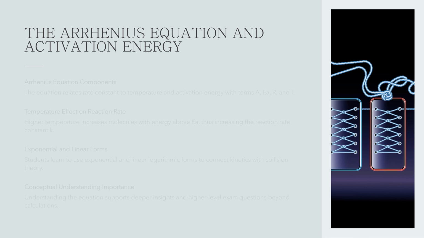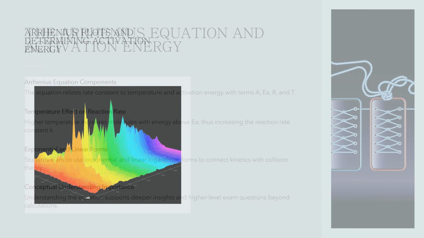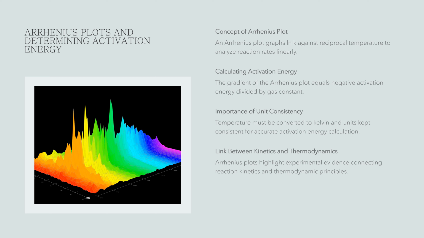The Arrhenius equation, k = Ae^(-Ea/RT), links the rate constant to temperature and activation energy, providing a quantitative explanation of why reactions speed up at higher temperatures. As temperature increases, a greater proportion of molecules have energy equal to or greater than Ea, increasing k. An Arrhenius plot is a graph of ln k against 1/T. This graph is linear, with a gradient equal to -Ea/R, allowing activation energy to be determined experimentally.